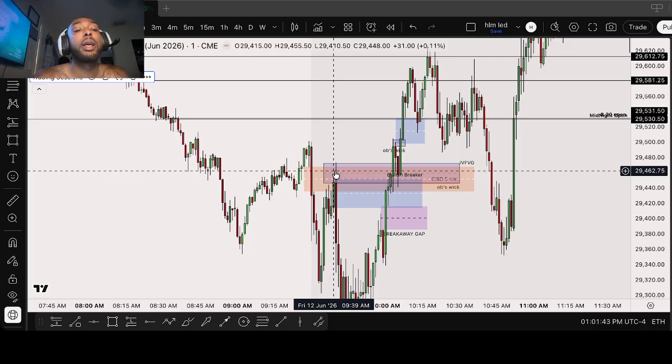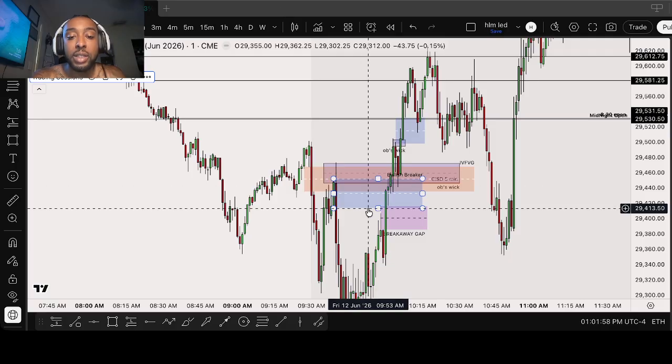I'm just giving it a little bit more room. I want it to show me. I'm literally waiting on inverses, right? So that's actually the key. If you literally wait on inverse fair value gaps, especially the ones that are being used, like just how this fair value gap right here.